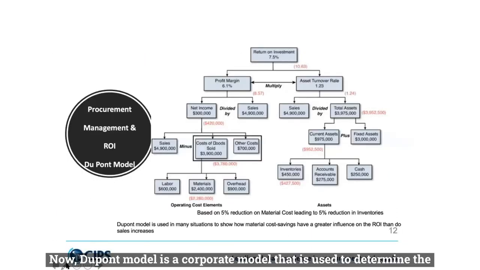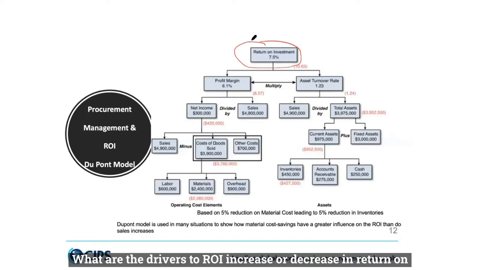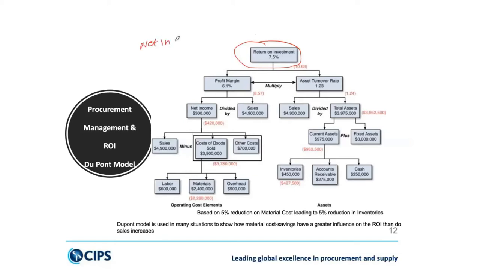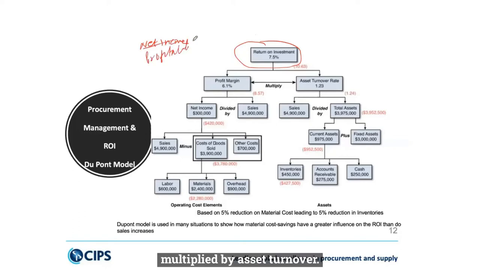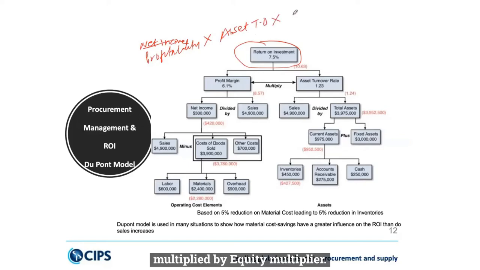DuPont model. Now, the DuPont model is a corporate model that is used to determine the ROI. And more than the ROI, it looks at what are the drivers to ROI, the increase or decrease in return on investment. And it looks at three ratios: net income, or let's say profitability, multiplied by asset turnover, multiplied by equity multiplier.